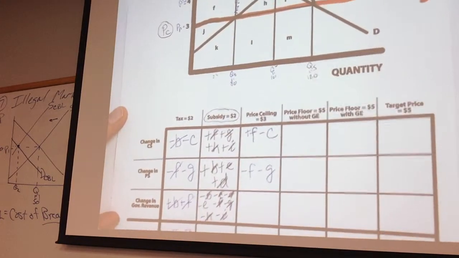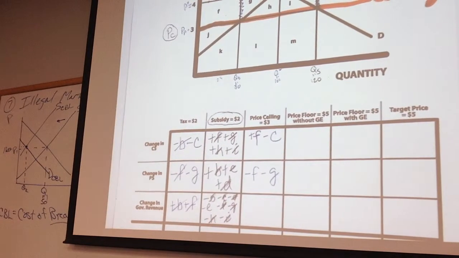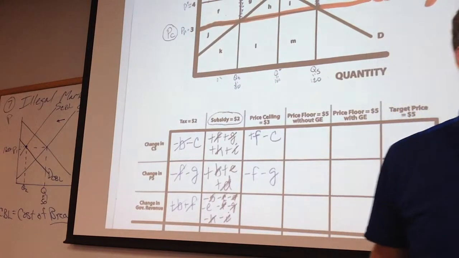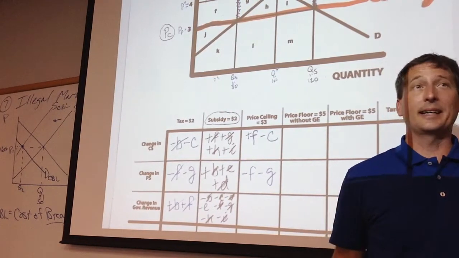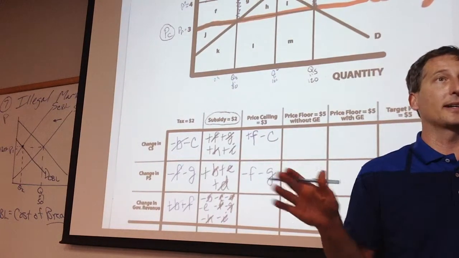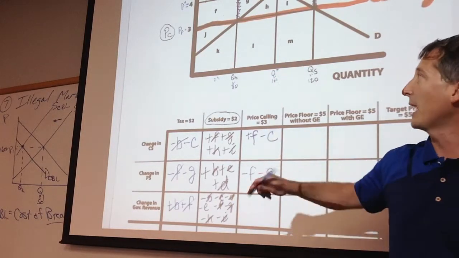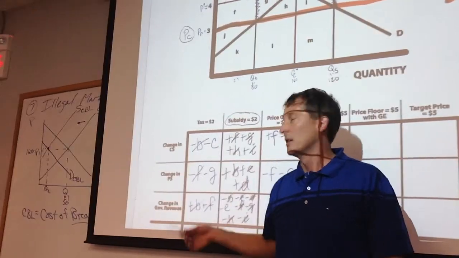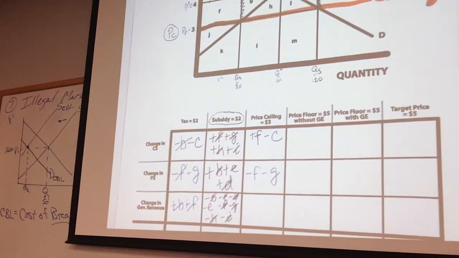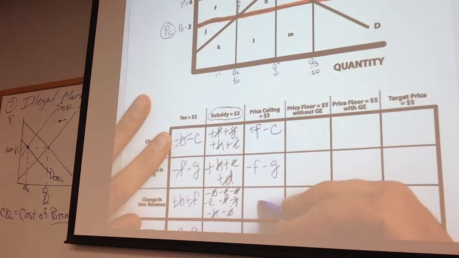How about that government? Price ceiling, change in government revenue. None. Good answer. Price ceiling collects no revenue and spends no money. It's just the law. Prices can't go above $3. So there's no change in revenue, so you can just put a big fat 0 there.